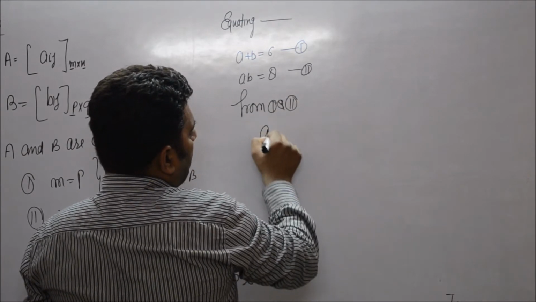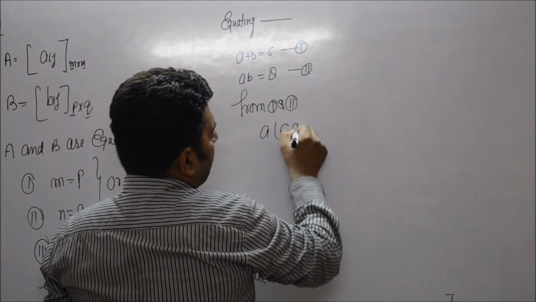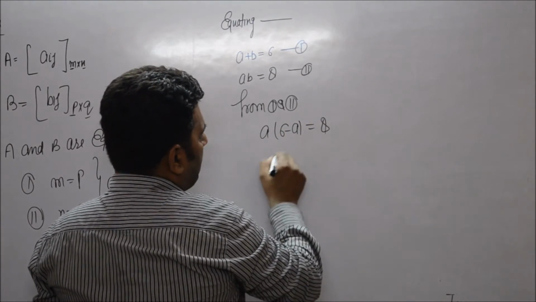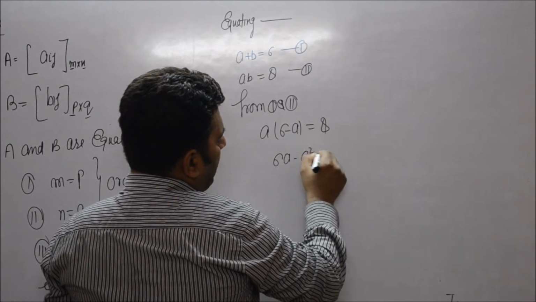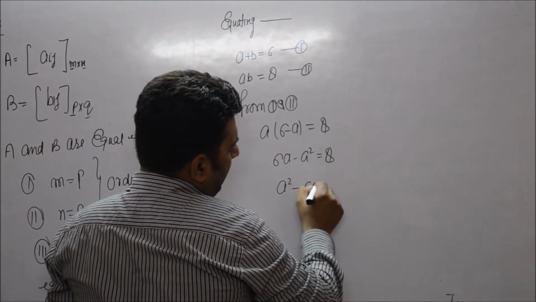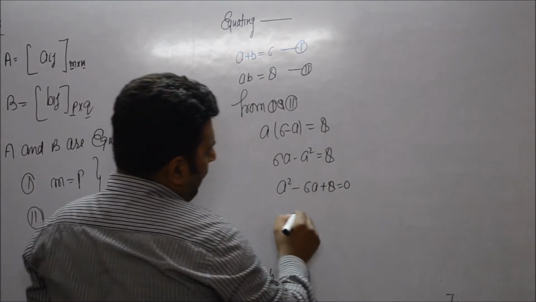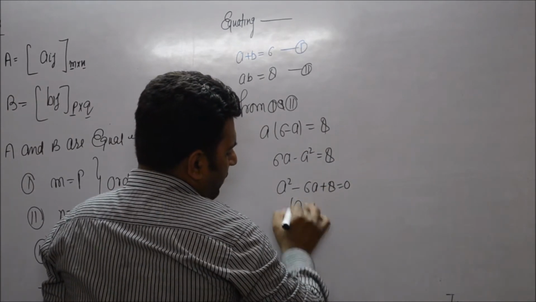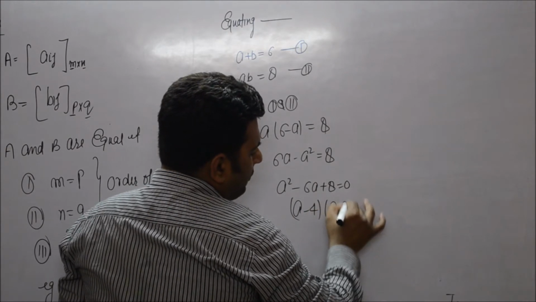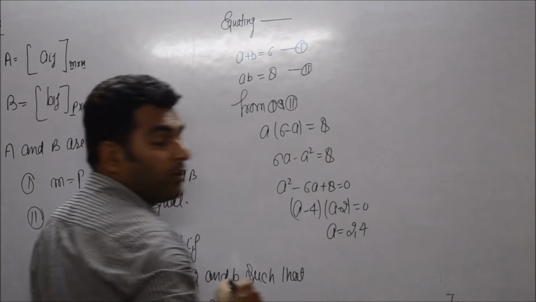So I am putting the value of b from 1, and the value of b from here will come 6 minus a, so a times (6 minus a) equals 8. 6a minus a square equals 8. You can make the equation a square minus 6a plus 8 equals 0. If you factorize it, it will give you (a minus 4) and (a minus 2). So from here we can say a is 2 or 4.